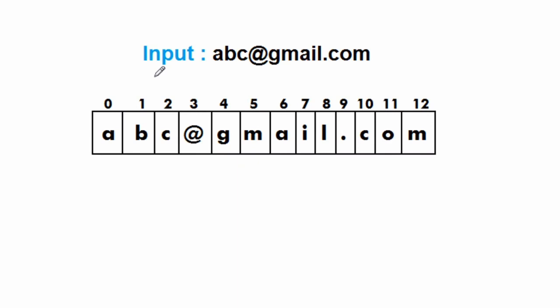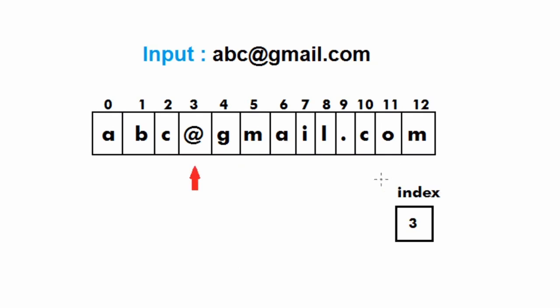Now let's see how we can solve this problem. For example, the given input is abc@gmail.com. So this particular string will be represented like this, which has different characters and each character has a particular index. So what we will do is take a variable index which will hold the index of the @ symbol. First of all, we will search whether this string has @ or not. If the symbol @ is present, then we will store the index of that particular symbol in the index variable. Then we will simply check whether this index is greater than 5 or less than 5.